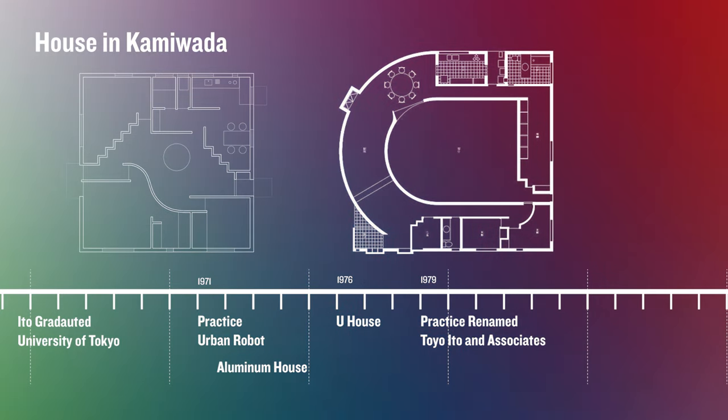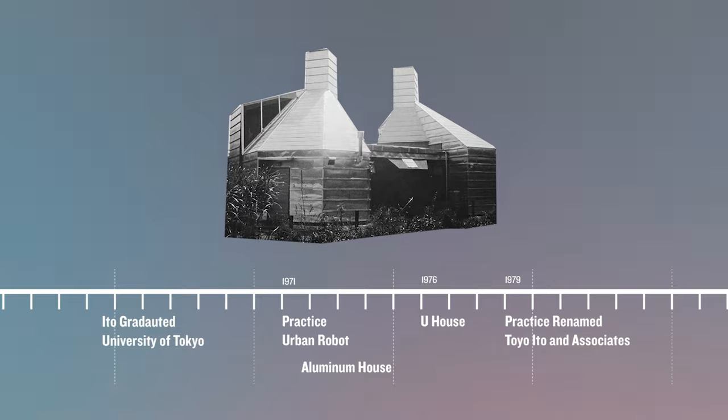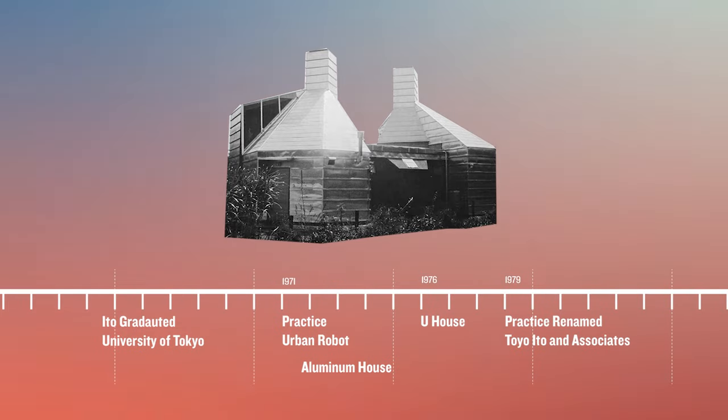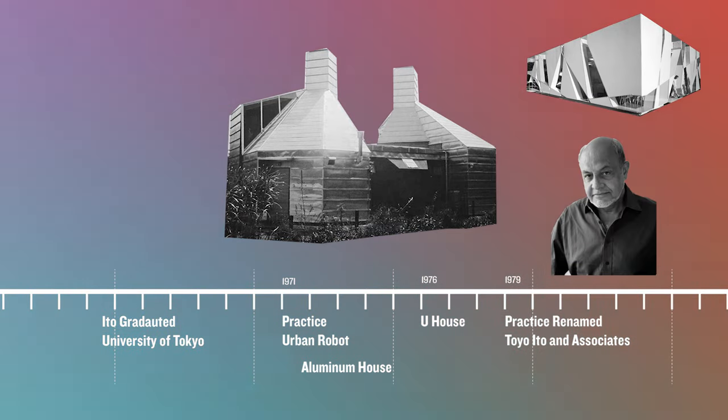Not all of Toyo Ito's work looks like these two houses, though. Prior to the U-House, he designed the Aluminum House, made with a wood frame and covered in aluminum panels. He would go on to experiment with possibilities for aluminum as a structural material in architecture and building. And this fascination with structure would guide much of his work and his collaborations with people like Cecil Balmond.